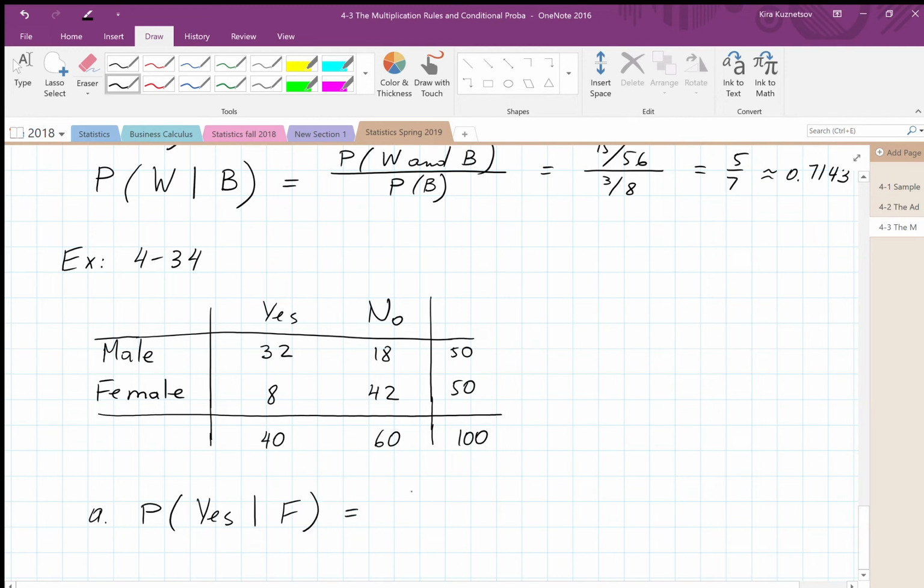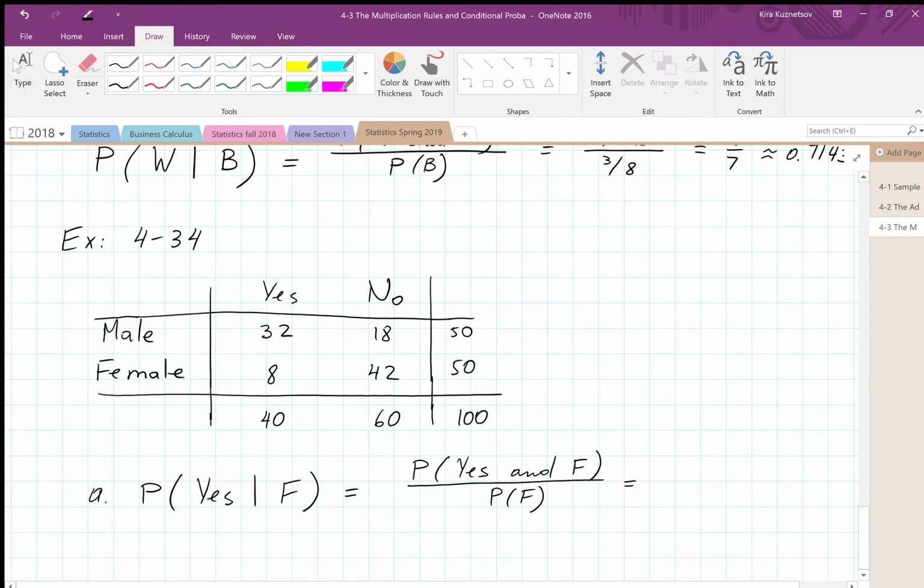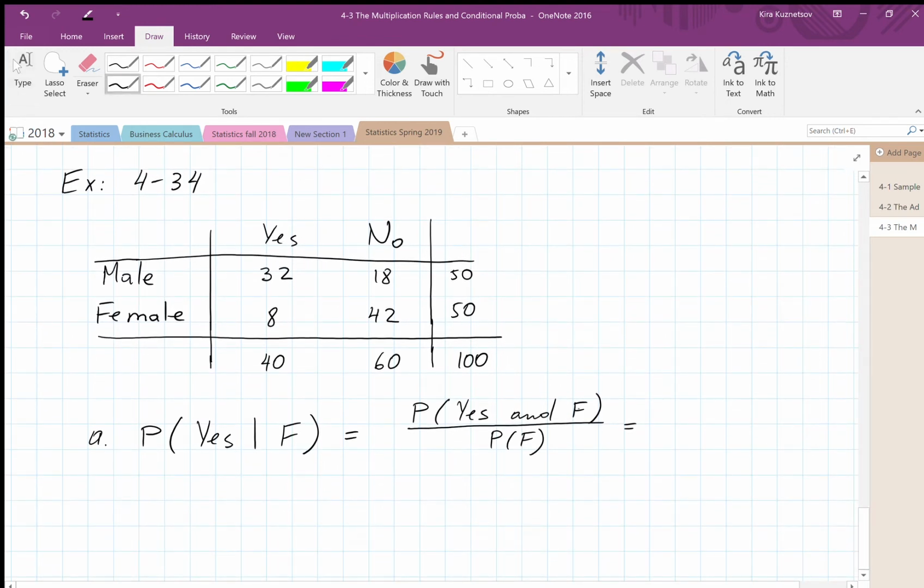You can use the formulas, meaning you need to find the probability of yes and female divided by the probability of female. So I'll do it using formulas first, and then I'll show you a shortcut looking at the two-way table. The intersection of yes and female is right here. There are 8 of them, so the probability of the intersection is 8 out of 100.